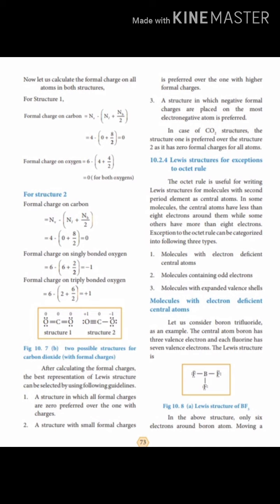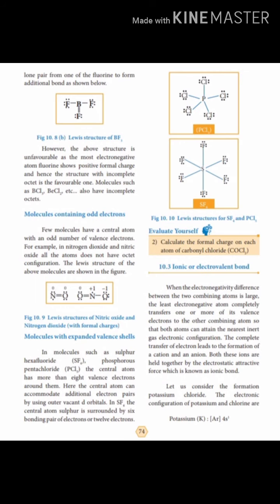Molecules such as boron trichloride, beryllium dichloride, etc. also have an incomplete octet. Molecules containing odd electrons: a few molecules have a central atom with an odd number of valence electrons. For example, in nitrogen dioxide and nitric oxide, not all atoms have octet configurations. The Lewis structures of these molecules are shown in the figure.